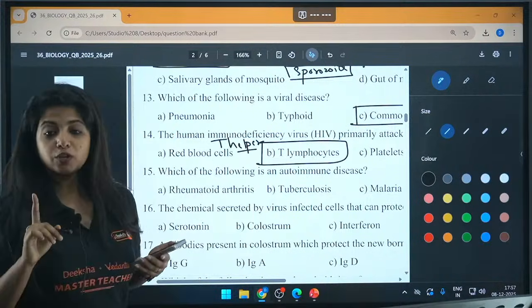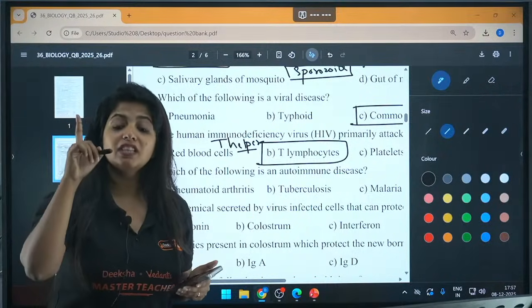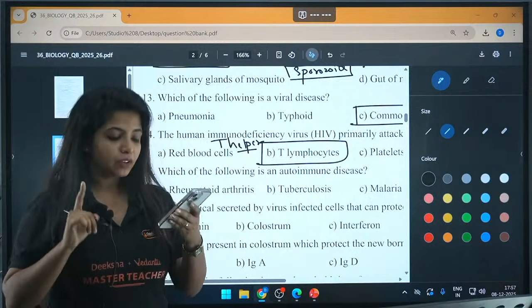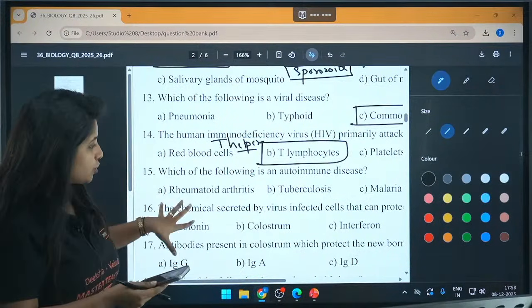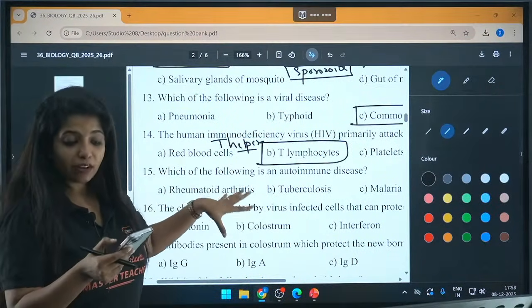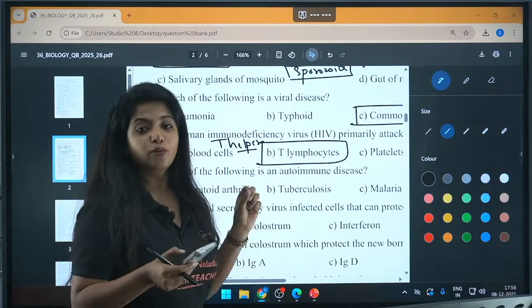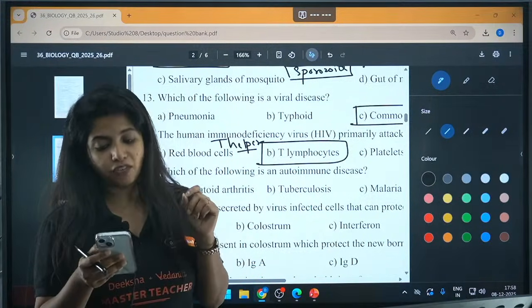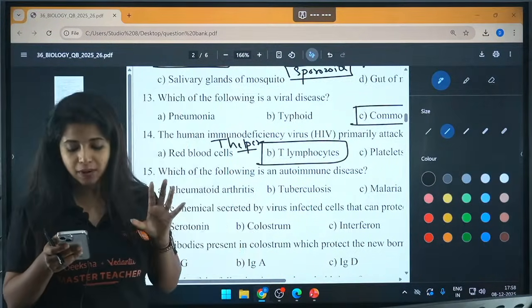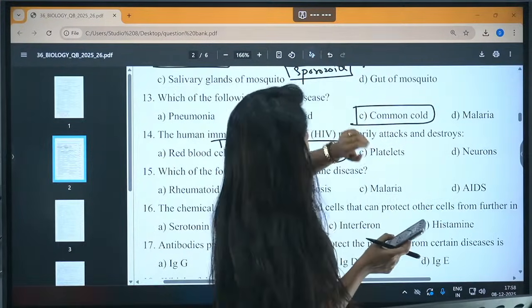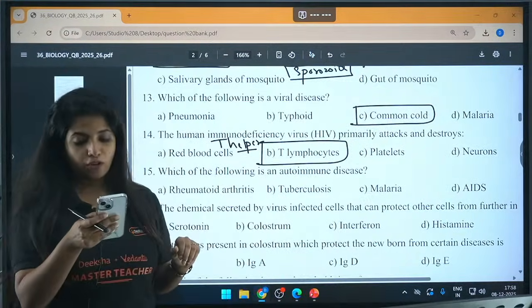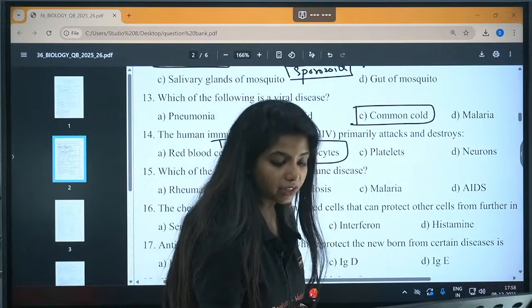Now I will ask you a question. Which cell is known as the HIV factory? This question is not over here, I suppose. Anyone know this question's answer? Just according to your NCERT, I am asking you this question. That can also pop up on your examination. Any idea? Don't know? HIV factory.